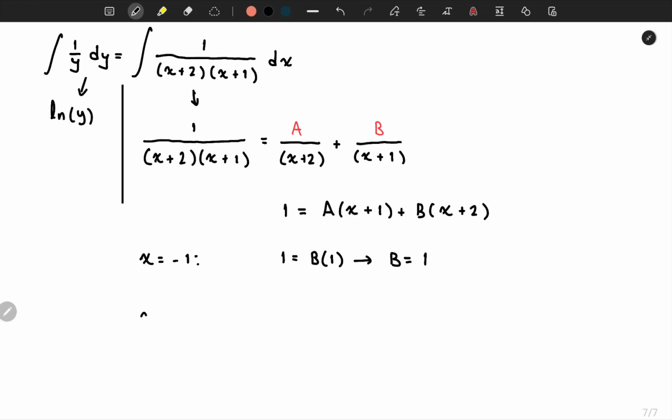So now let's find A. x is equal to -2. You can try -2. And so that would mean 1 is equal to A(-2 plus 1). That would be -1. And then -2 plus 2 is equal to 0. So that means our A is equal to -1. So we found our constants now, so we can rewrite this, and then we can go ahead and integrate.